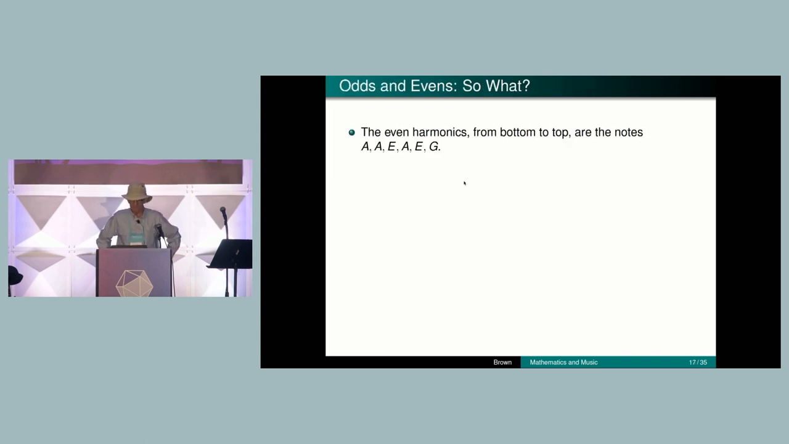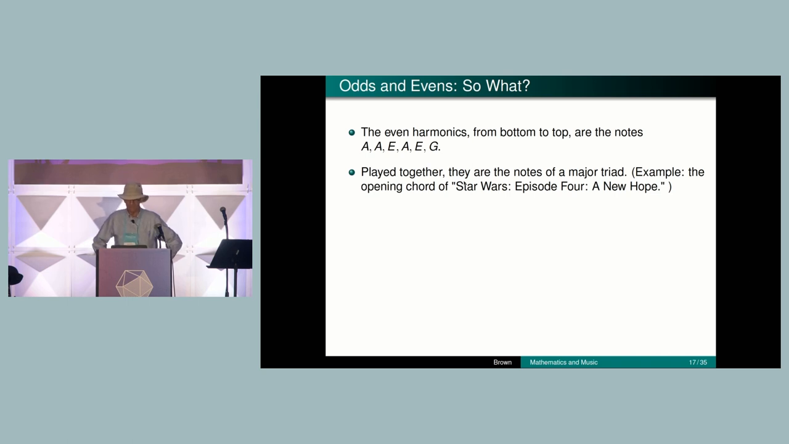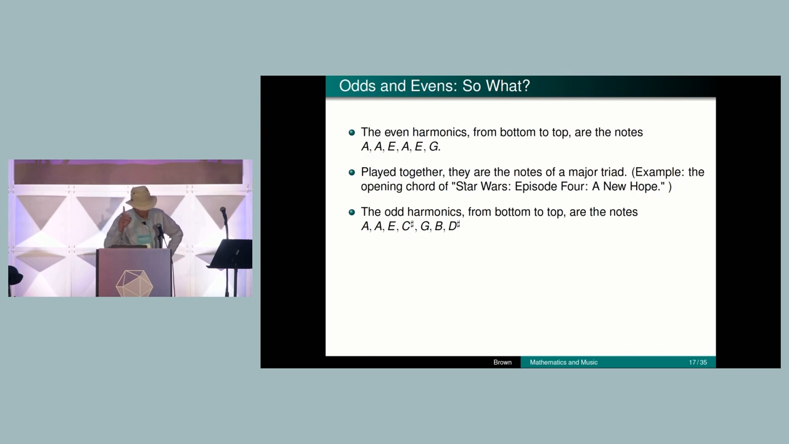here's what we get. The even harmonics from bottom to top are the notes A, and the next A up, then the E above that, the A above that, E above that, and the G above that. Played together, they are the notes of a major triad. Wow. The opening chord of Star Wars, Episode 4, A New Hope, or also the national anthem. Now the odd harmonics. Listen to the odd harmonics.